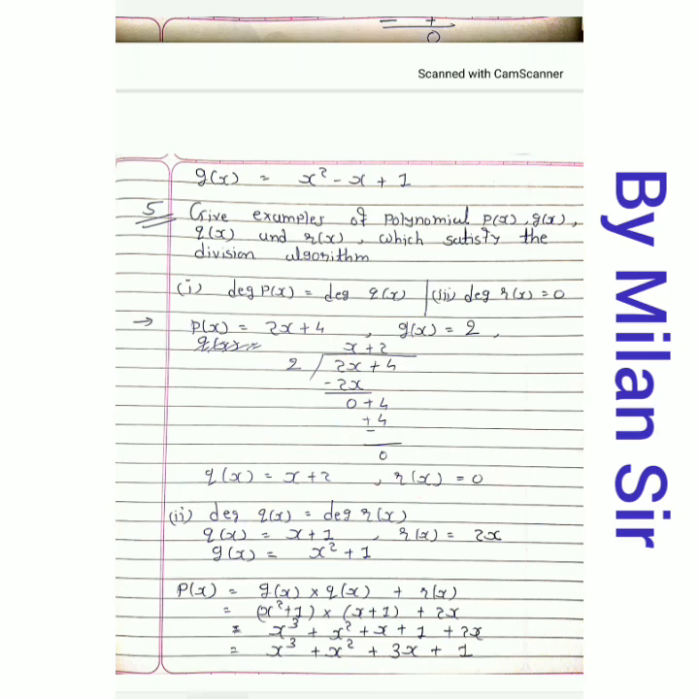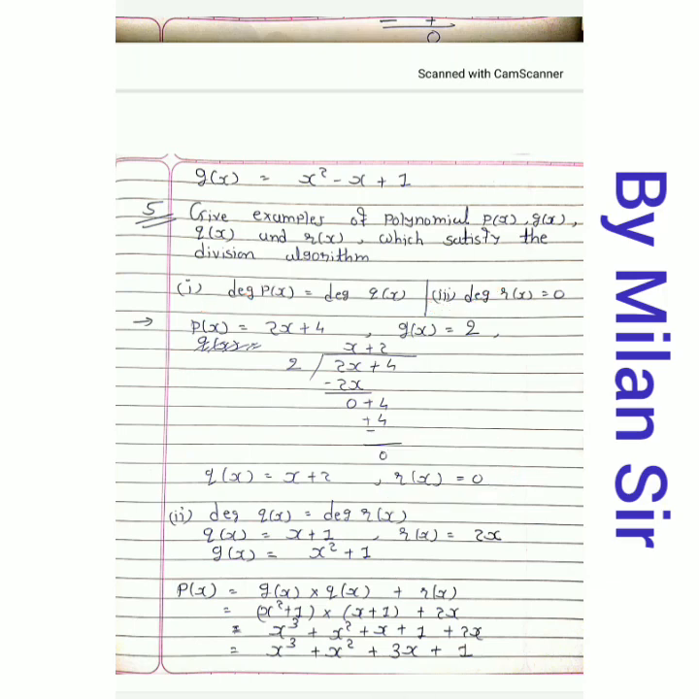Now let's see the degree of p of x, the highest power of the variable, it is 1. Degree of q of x, the highest power of the variable, it is also equal to 1. So our first condition is fulfilled. Degree of p of x is equal to degree of q of x. And also we are getting r of x equal to 0. So our third condition is also complete, because we got degree of r of x is equal to 0. So in this way you can solve this question.